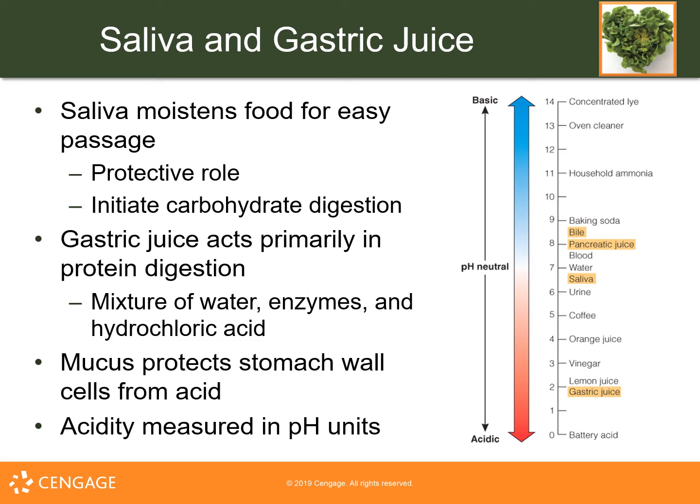Mucus protects stomach wall cells from acid. Stomach acid would damage the stomach without mucus protecting it. The acidic nature prevents bacteria growth and kills most bacteria that enter with the food that you eat. When stomach acid refluxes back up into the esophagus, that's when you get symptoms of heartburn. Acidity is measured in pH units. So pH measures the acidity versus the alkalinity.